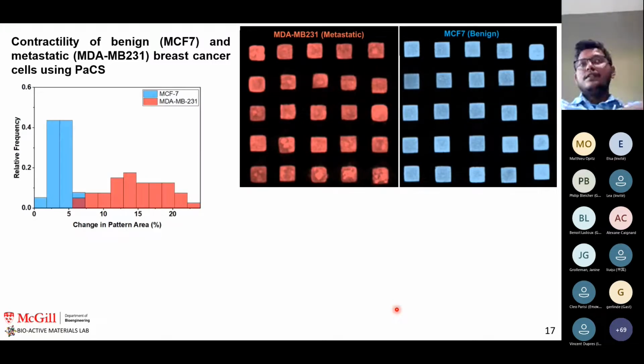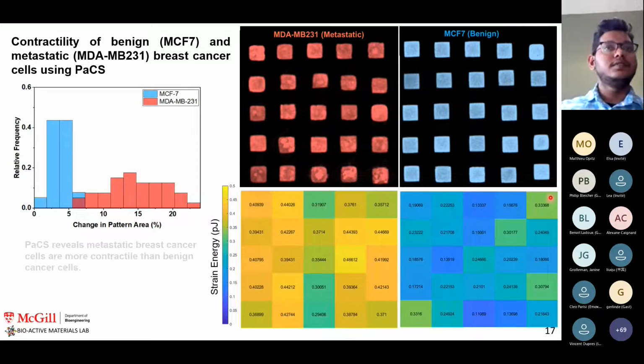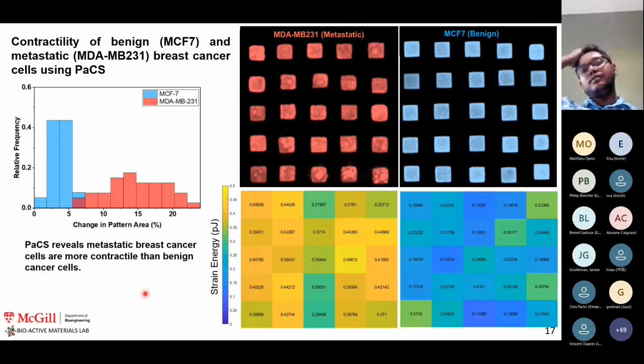So we did a similar experiment where we printed square patterns and confined the two cancer cell lines. And as you can see clearly from the pattern deformations, the MDA-MB-231 cells applied higher forces, or deformed the pattern more, compared to MCF7 cells, as you can see from the strain energy data. With PACS, we were able to show that the metastatic breast cancer cells, which are MDA-MB-231s, are more contractile than the benign cancer cells.